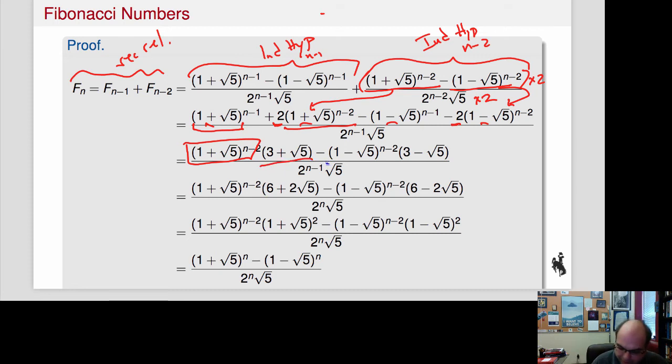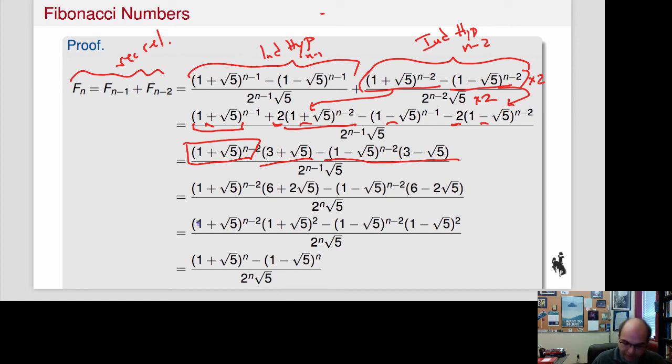Same trick here, except I have a minus sign. So I'm factoring out the 1 minus square root of 5 to the n minus 2, and I'm left with the 1 minus square root of 5 and the minus 2 case out. So that's what that becomes.